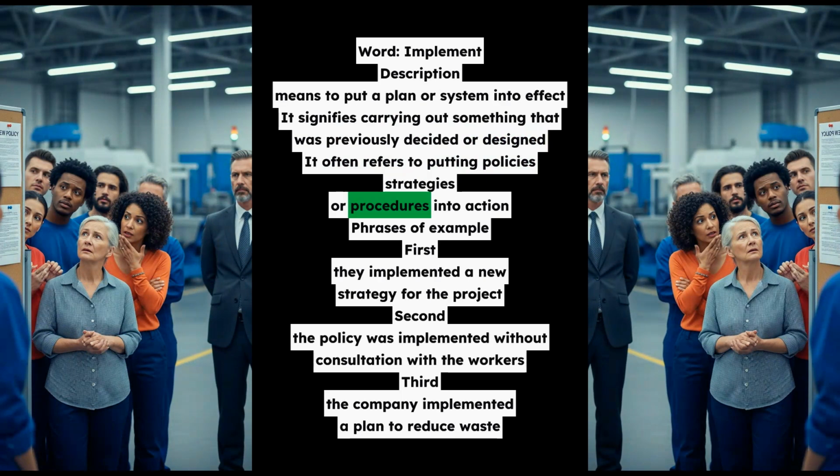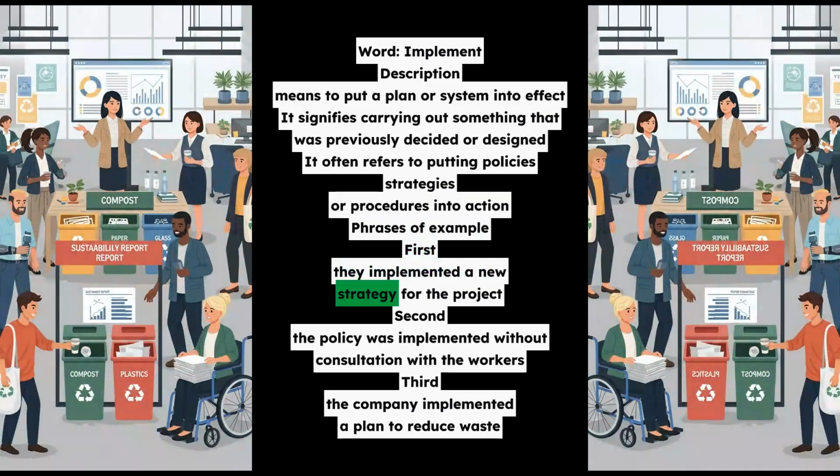Word: faction. Description: a group of people with different views from others in the same organization. It suggests a division or a smaller, often dissenting, group within a larger entity. It often carries a connotation of conflict or disagreement.